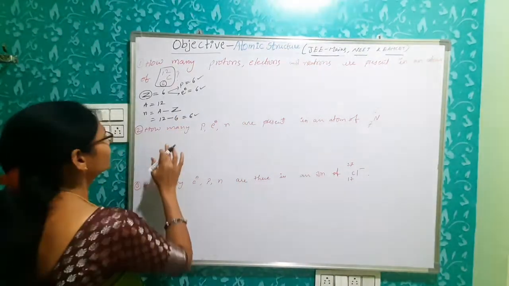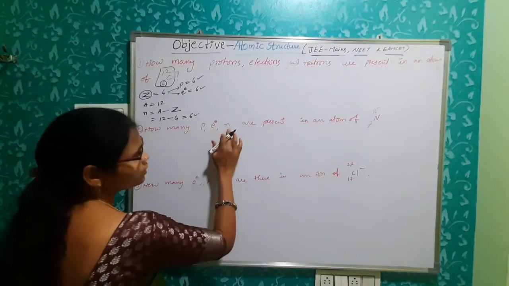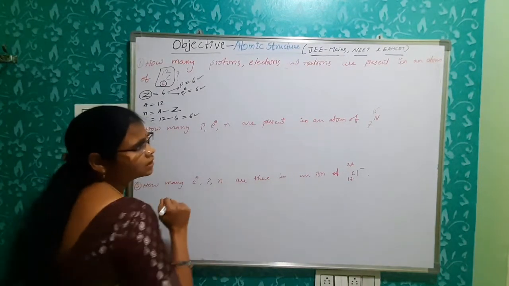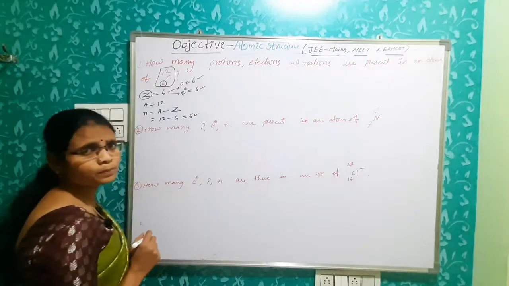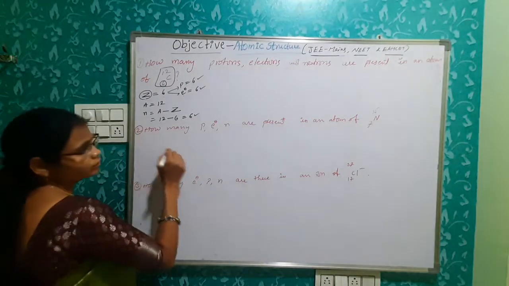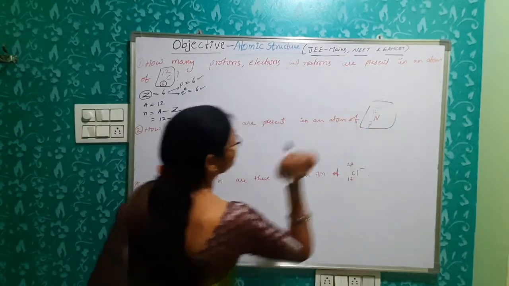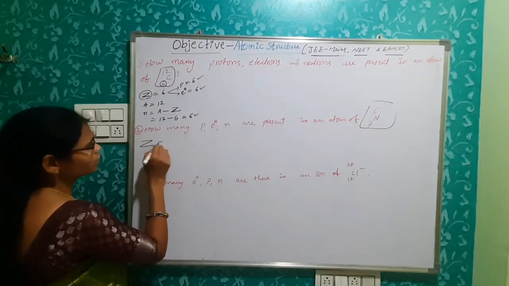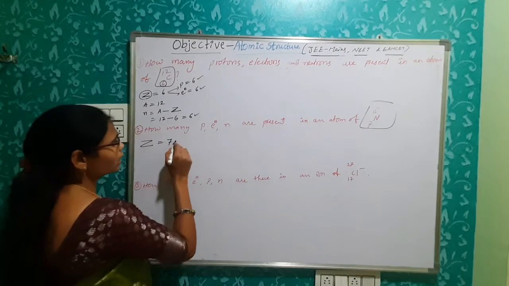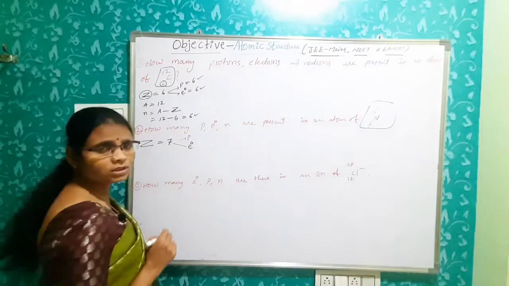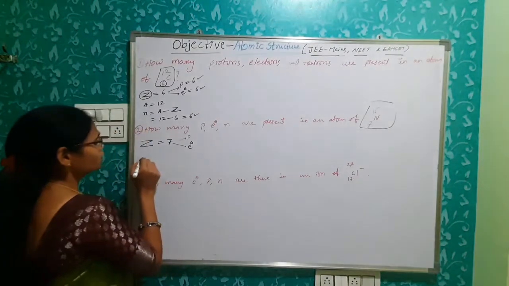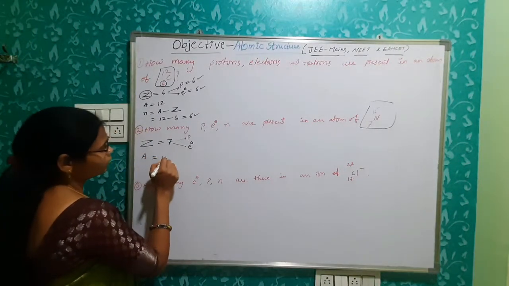Okay. So next, how many protons, electrons, neutrons are present in an atom of nitrogen-15 isotope? Write down the atomic number, which is 7. Since it is a neutral atom, 7 equals the proton number and also equals the electron number. Then the mass number is 15.